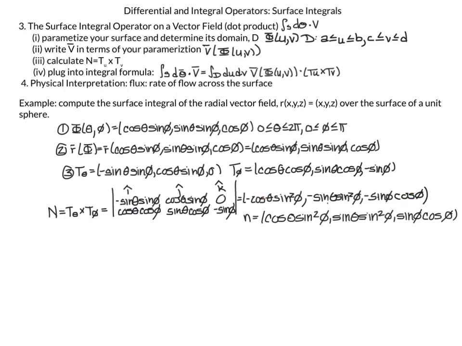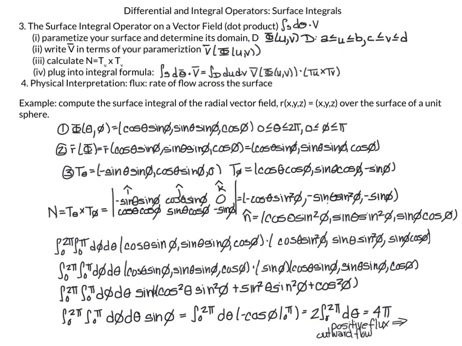Remember, surfaces have a positive orientation and a negative orientation. So for our surface integral, we need to make sure we take the positive orientation. So I'm going to take this normal and make it positive, and now I have the positive orientation of my surface. And now I can plug all these elements into my integral.